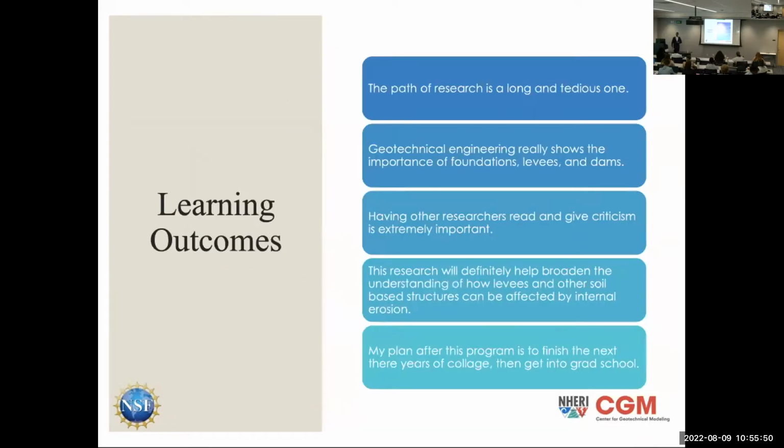Learning outcomes. So what I learned during this whole time, since I am a rising sophomore, was geotech's pretty interesting in general. But the first thing was research is long and tedious. I'm not gonna lie, it took a couple sleepless nights, and a couple missed meetings with Robin, I apologize, to finally get my work done. And I bothered a couple of my friends, Mason, Anna, but it's long and tedious, but that's just how research is in general. I think a lot of you guys can relate to that.